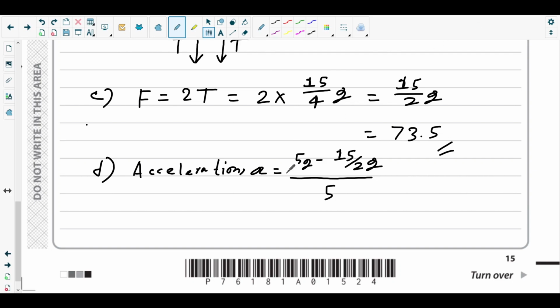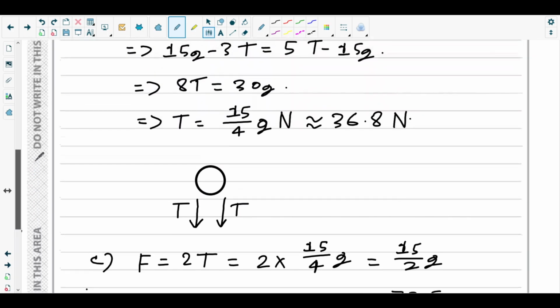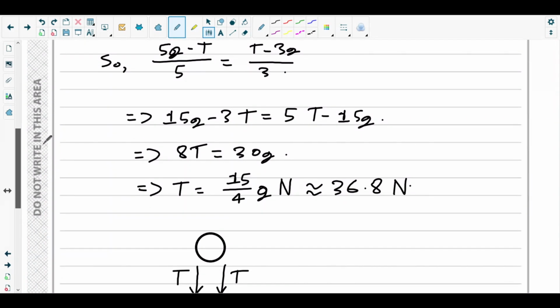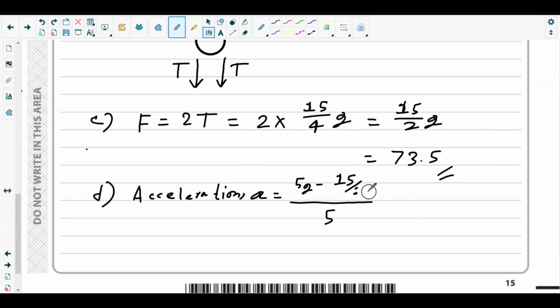Okay, so 5g minus 15 over 2g, 15 over 2 is 7.5, right? It gives negative. Oh, the value of t is 15 over 4, not 2. Okay, okay, okay. This is 15 over 4g. So what would be the acceleration here? 5g minus 15 over 4g. So 5 minus 15 over 4, that would give you 5 over 4 over 5. This is basically 1 over 4g. Okay, this is 1 over 4g meter per second square.